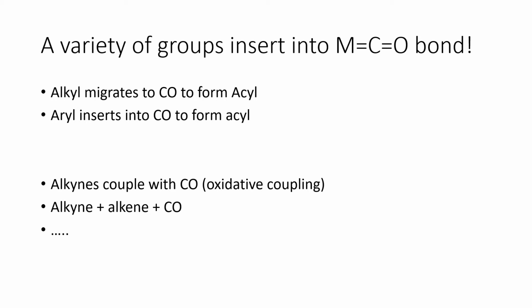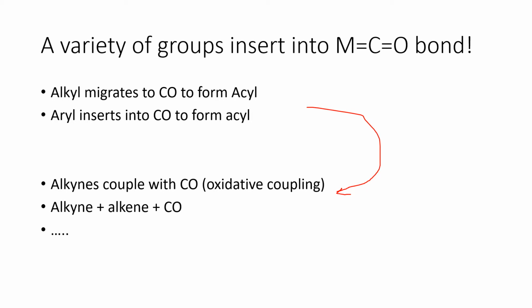The second classic way by which you can have a useful carbon monoxide insertion reaction is the situation when two neutral moieties are there. It could be an alkyne or an alkene and a carbon monoxide. Now you need to have an oxidative coupling before the reductive elimination can take place. So these two cases are distinctly different.